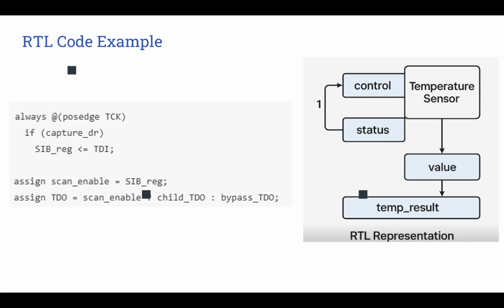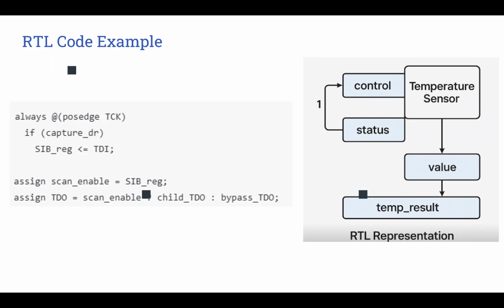Now, the fourth line basically generates the control signal. So when we say assign scan enable equal to SIB reg, that means set the value of scan enable to be whatever is in the SIB reg. So if the SIB reg is 1, then the scan enable is going to be 1. Basically, this signal will control which path we follow. It's like deciding whether the door is open or closed.